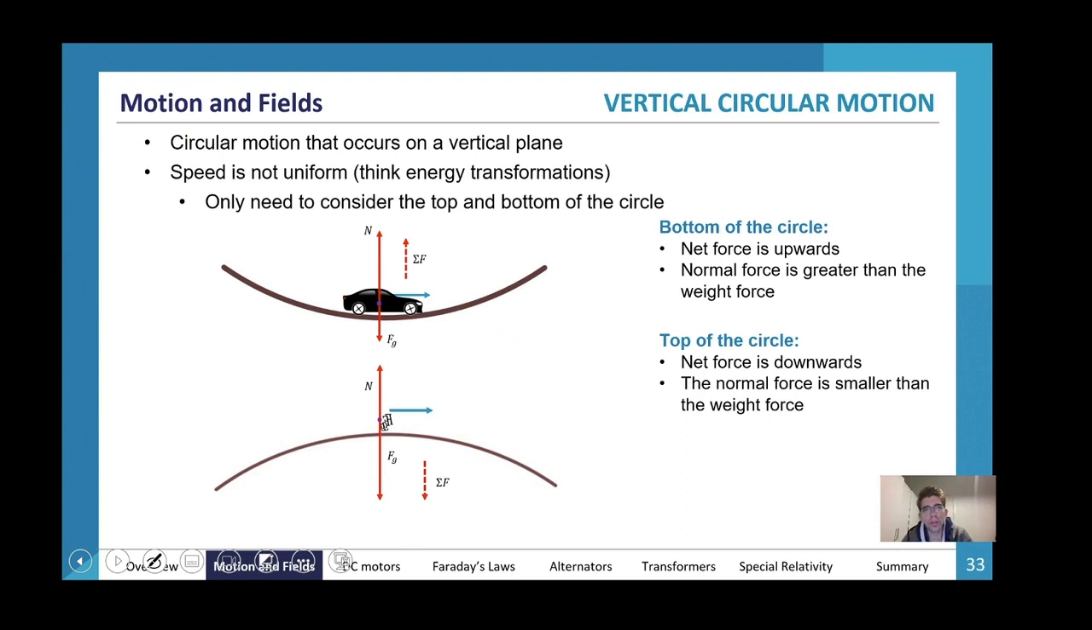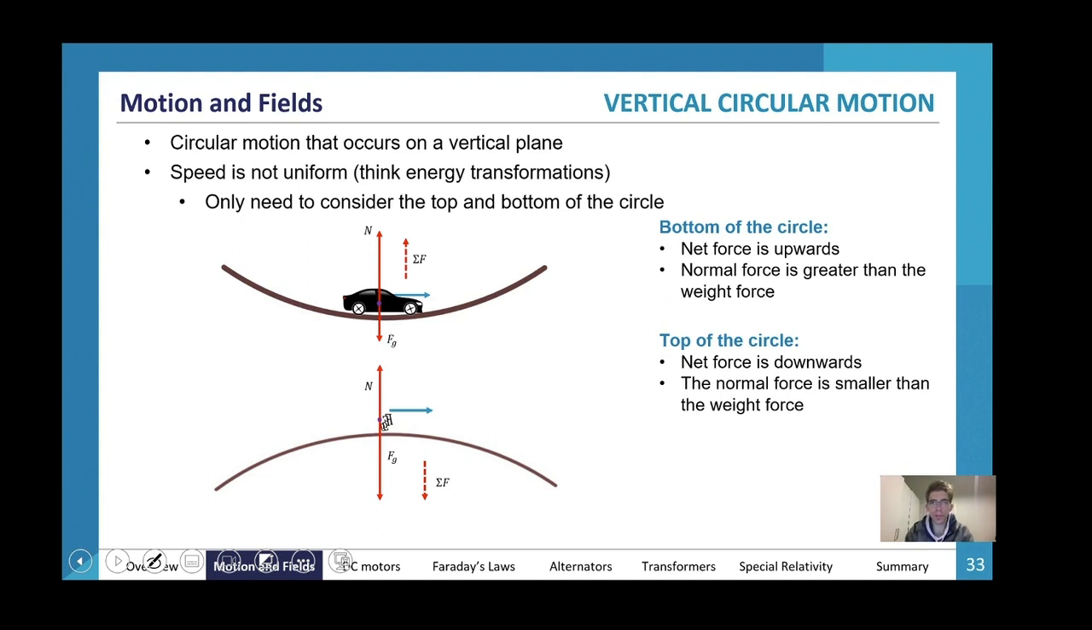There is also the type of circular motion that occurs on a vertical plane. Speed is not uniform. You can think about energy transformations. And you only need to consider the top and the bottom of the circle. VCAA will not ask questions about what happens on the sides of the circle.